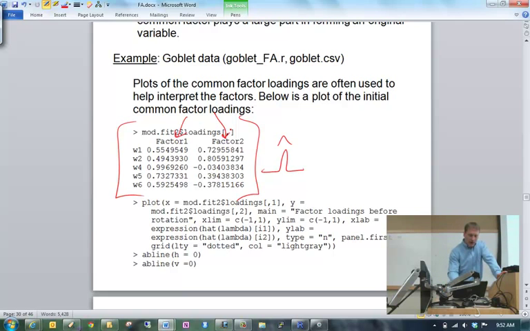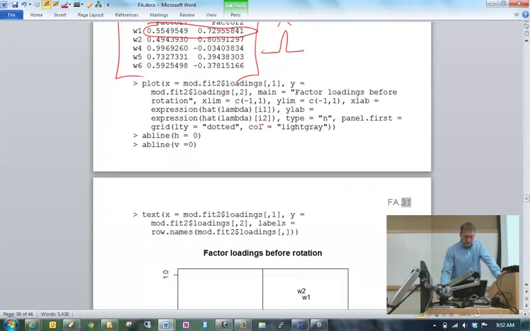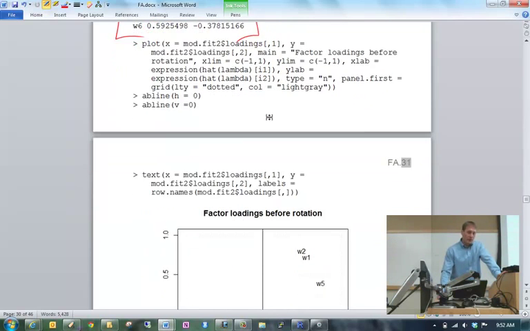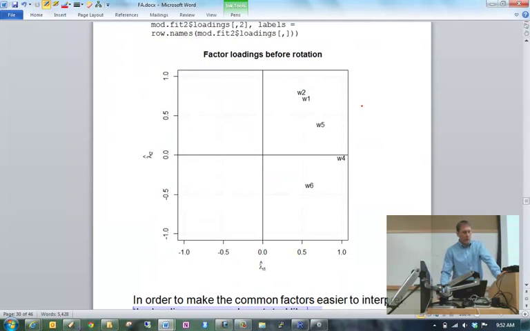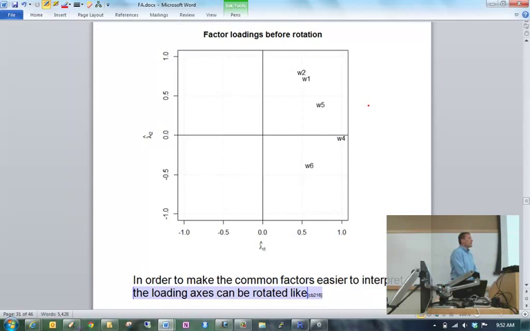I'm going to put the corresponding lambda hats for factor 2 on the y-axis. So essentially, for example, I'm going to plot a point at 0.55 and 0.73 on my plot, and I'm going to label it with W1. That makes sense because that's the corresponding lambda hats for W1. I'll let you look at the details of the plotting code on your own. It's very similar to what we've used before. And here's a plot of those factor loadings.